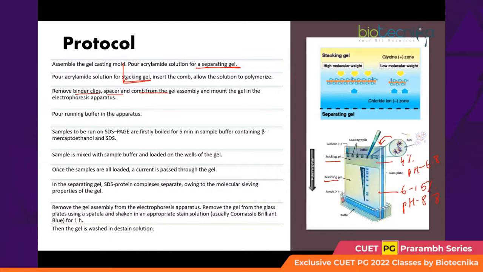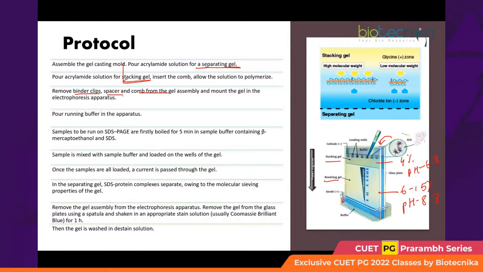Then we will put the running buffer in the apparatus. We will put the entire apparatus inside the SDS-PAGE system, and then we will start the electrophoresis.